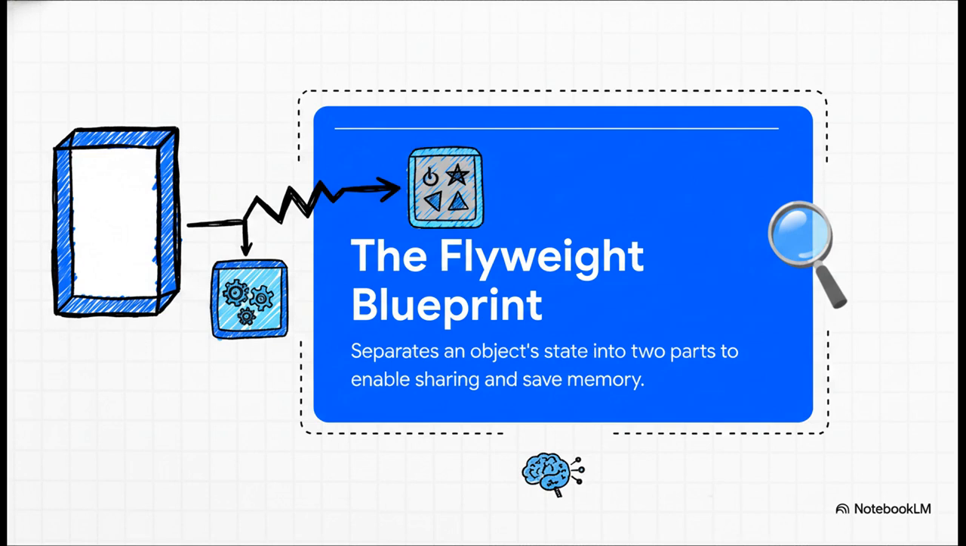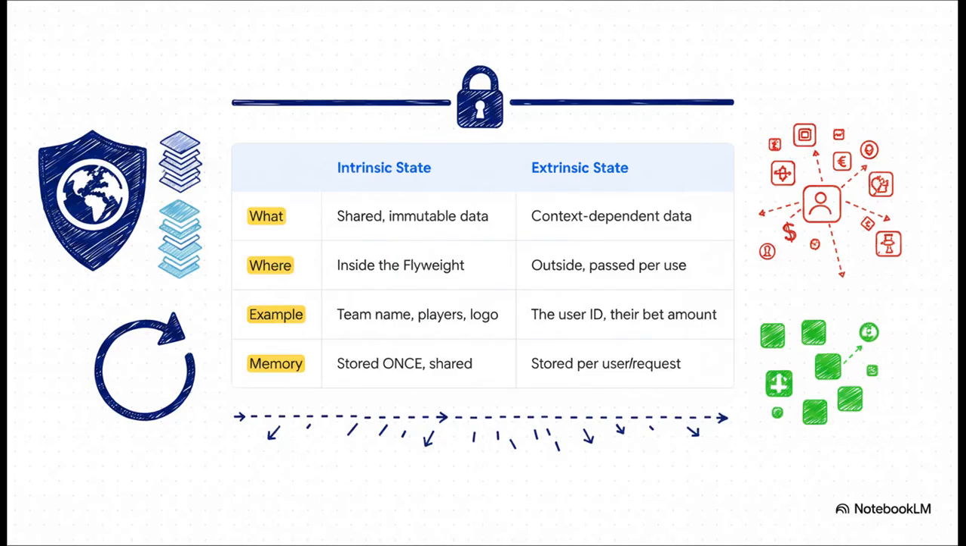So what's the magic trick here? How does it work? Well, it all comes down to one simple but brilliant idea. You split the data in your object into two different parts. And this separation, this is the whole secret sauce. You have your intrinsic state. This is the heavy, shared stuff that's the same for everyone, like the team name and its logo. This lives inside the Flyweight object. And then you have the extrinsic state. This is the stuff that's unique to each user, like their user ID or how much they bet. This stuff lives outside the Flyweight and just gets passed in when you need it. If you can wrap your head around this one concept, you've basically mastered the entire pattern.